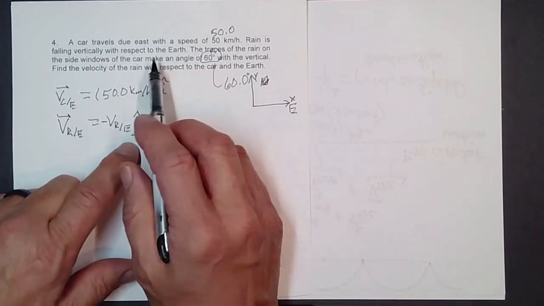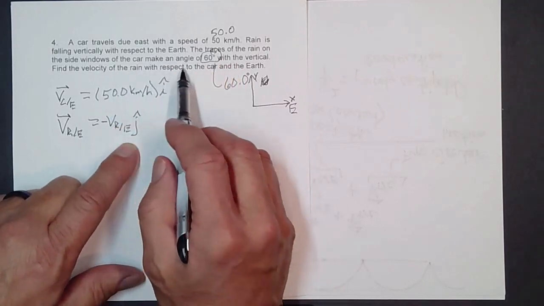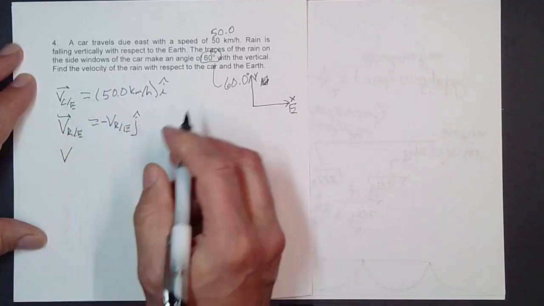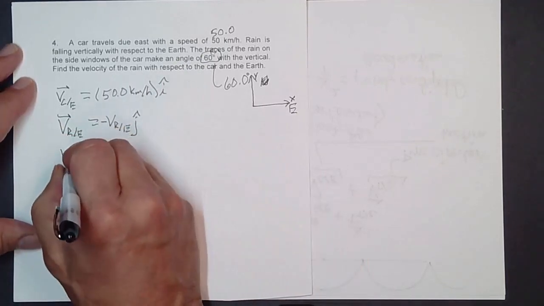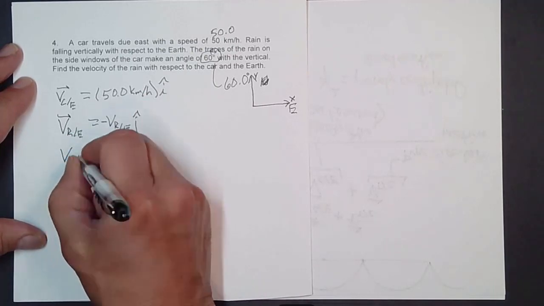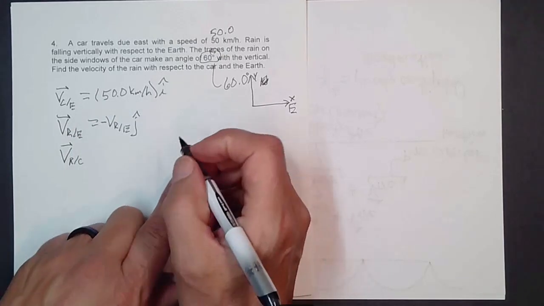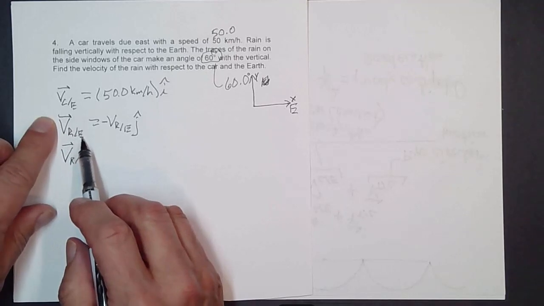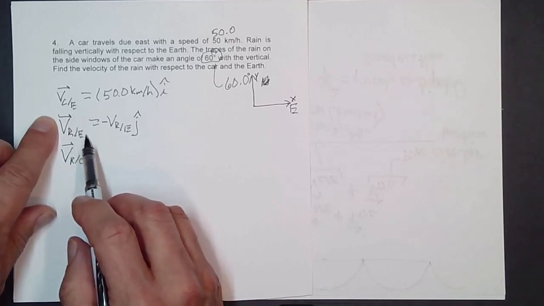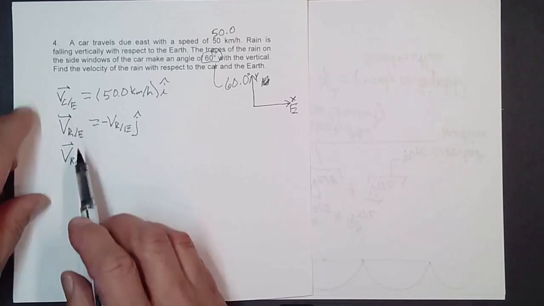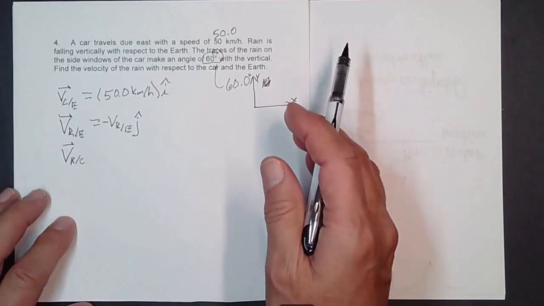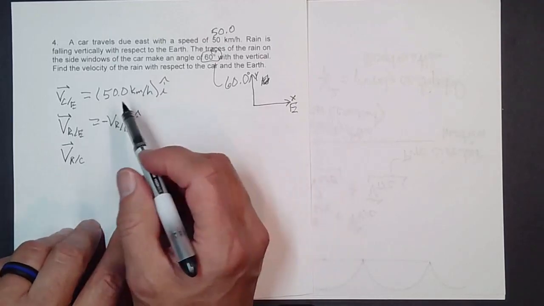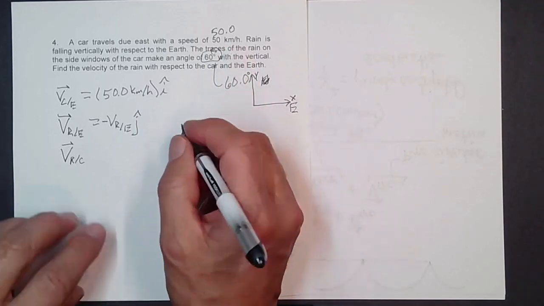And then the traces of the rain on the side windows of the car make an angle of 60 degrees with the vertical. We don't know what the magnitude of that speed is, but this would be the rain with respect to the car. And just to give you an idea of where we'll be going, the velocity of the rain with respect to the Earth will equal the velocity of the car with respect to the Earth plus the velocity of the rain with respect to the car. So we'll be adding some things together here. Unit-wise, I'm going to stay with kilometers per hour. There's no reason not to.